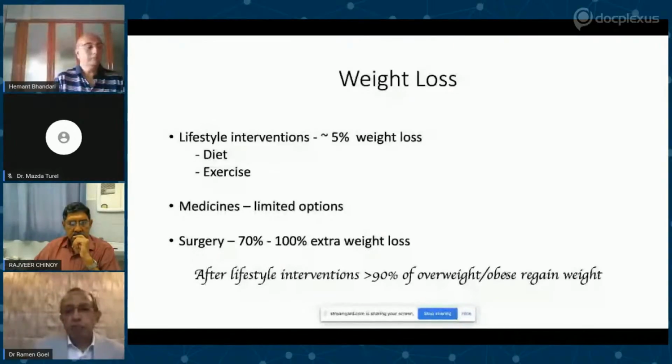And surgery is required because after lifestyle intervention, that means diet and exercise, 90% of them will regain the weight. On one side the weight loss is 5 to 10%, and on the other side there is a surgical intervention like bariatric surgery, where weight loss can go up to 100% depending on many factors, and people are able to maintain it long term.